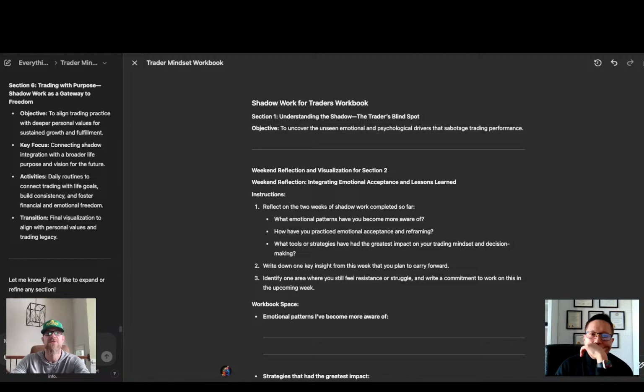And then we move into day 20. So again, we got 10 days in each section. So balancing trading with life's demands. And I'm going to try to find cultivating gratitude.